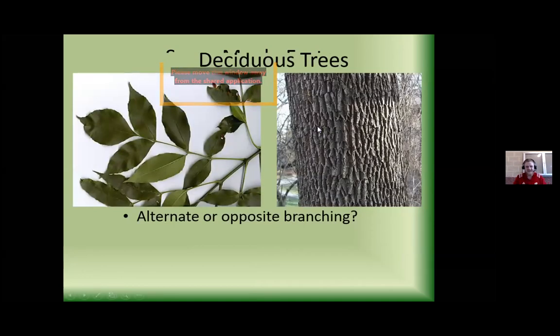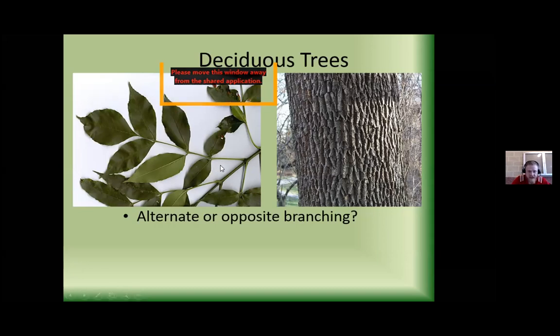Okay, so next poll here, again we've got a broadleaf, so we're on our deciduous tree key. As you can see, we've got opposite branching again, so we're looking right at where the leaf connects to the stem, and that's opposite. That is going to take us to question number 2, whether it's a compound leaf or a simple leaf.